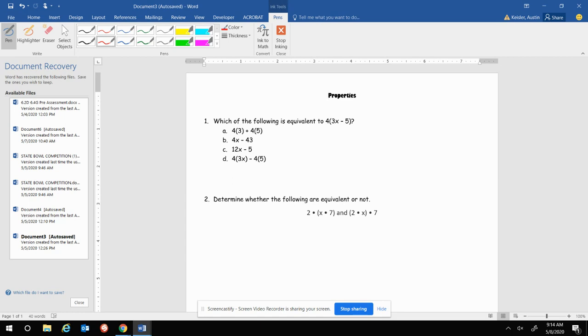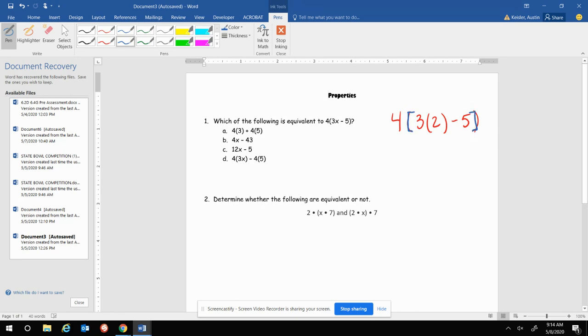I'm going to do two questions that kind of show you how a lot of us showed you how to do it, and that's by plugging in a 2. So the first one says, which of the following is equivalent to 4 times 3x minus 5? Well, what I'm going to do is I'm going to rewrite that, but I'm going to plug a 2 in. And actually, I'm going to put little brackets here instead of parentheses so it looks a little easier.